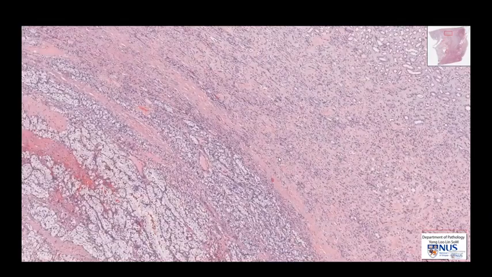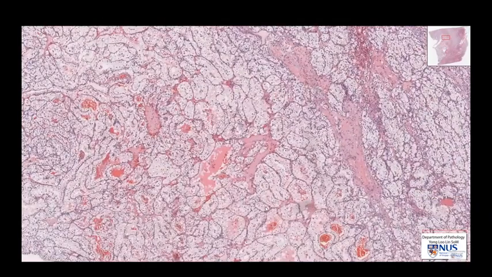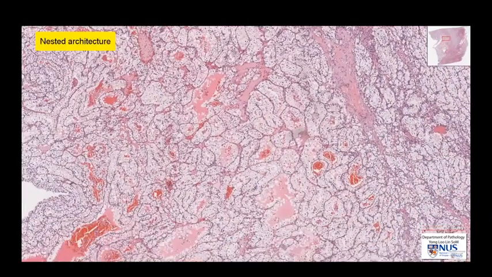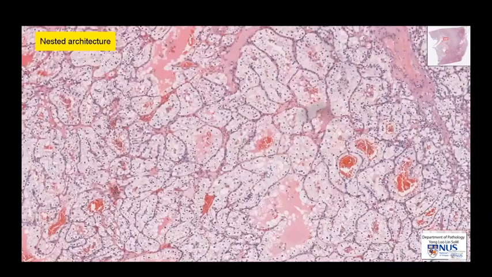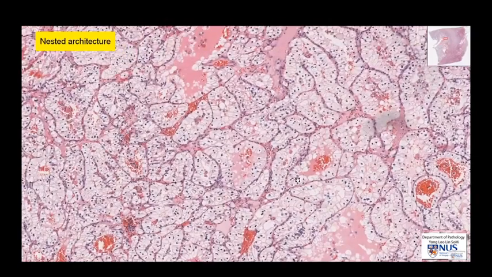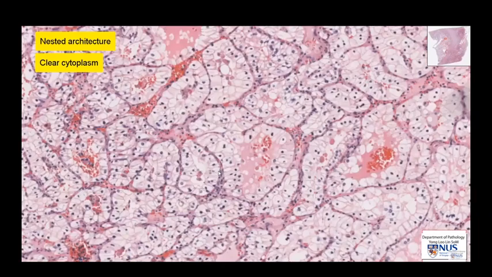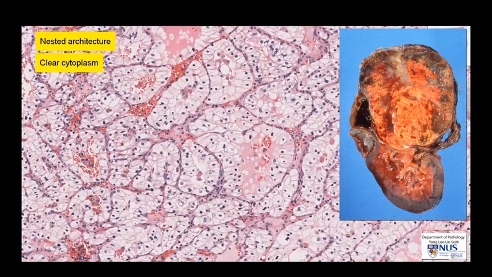So moving on to the tumor, we can see that it has a very nested architecture, very well-defined nests with delicate vessels in between. And within the nests, we can see that the cells are polygonal, there is abundant clear cytoplasm, and this is filled with glycogen as well as lipid, which gives the tumor this very bright yellow golden appearance grossly.